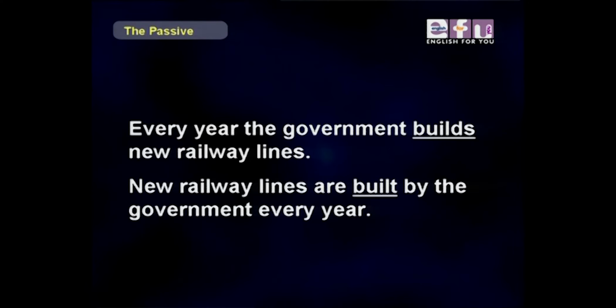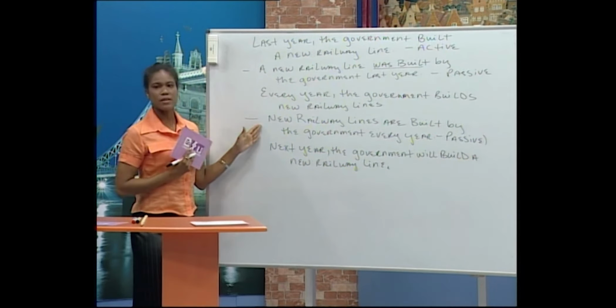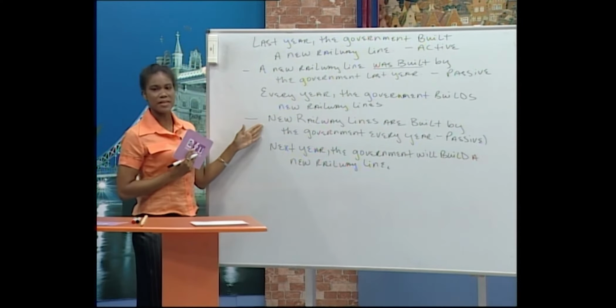Very good. By the government every year. Okay, this is our second passive sentence. Okay, new railway lines are built by the government every year.